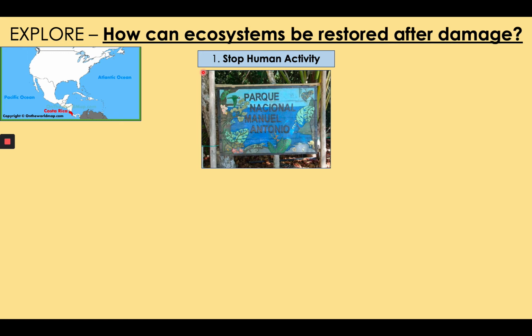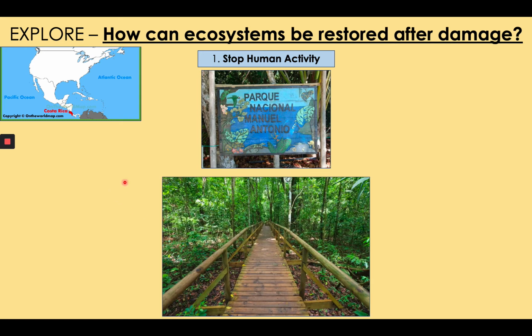In creating national parks, like this, Manuel Antonio National Park, you can protect and restore the ecosystem, and that's exactly what's happened. This national park has been turned into tourist attraction, where these raised platforms have been placed around the forest so people can explore and become educated about the ecosystem, but no longer damage it.